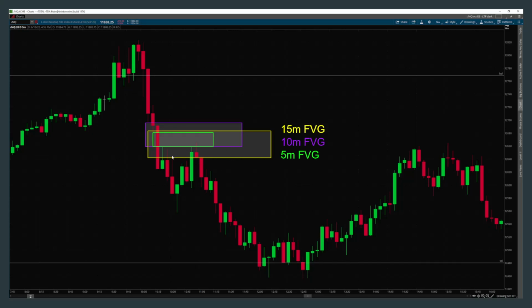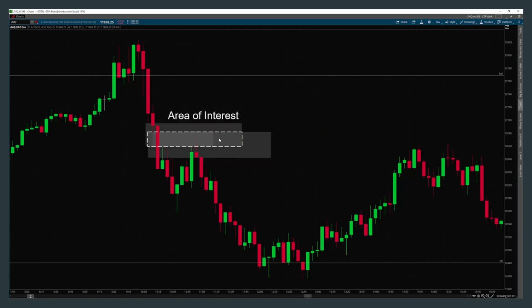So from all this information, we can define an area of interest where fair value gaps are overlapping on, let's say, 2 or more time frames, and this is what it would look like. Now, how could we actually use this to trade the setup?